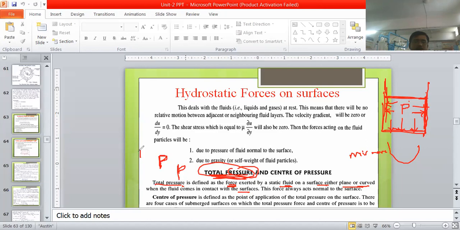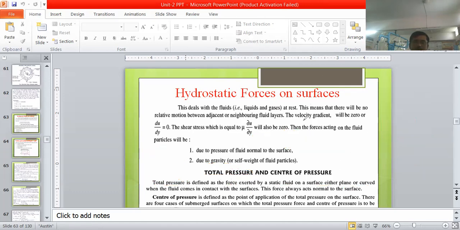Okay, some authors use the letter capital F. Some authors use the letter capital P. Now in our case, while learning, we are going to use capital P for the total pressure and small p to denote the pressure intensity. So while writing the equation, capital P is equal to gamma AH, like that equation will be there. At that time, don't get confused with this capital P. This capital P is nothing but the pressure force. So this thing we have to keep in mind.